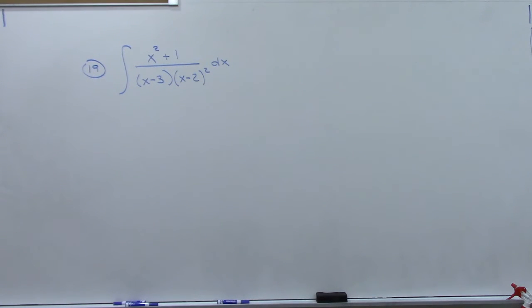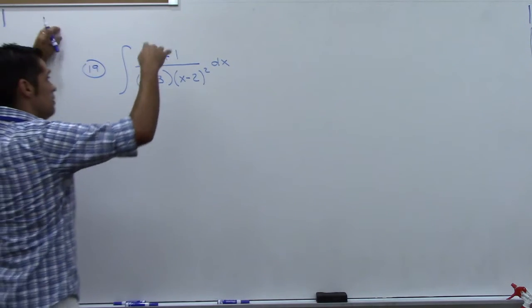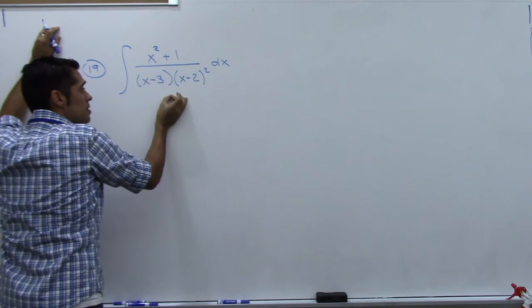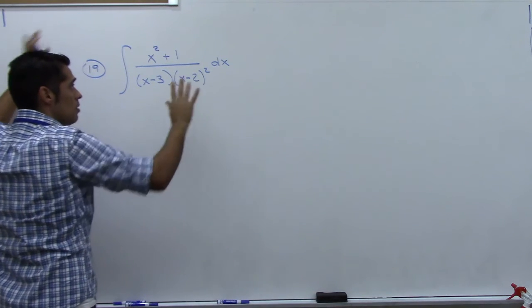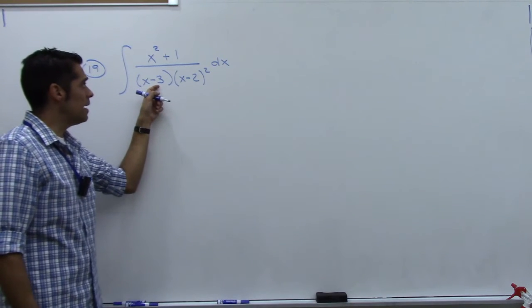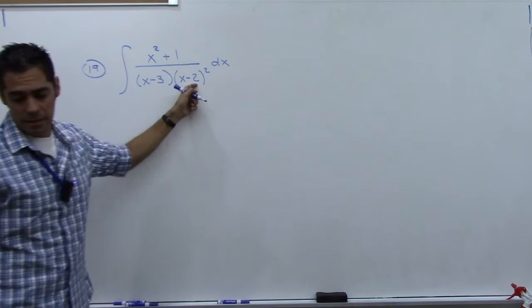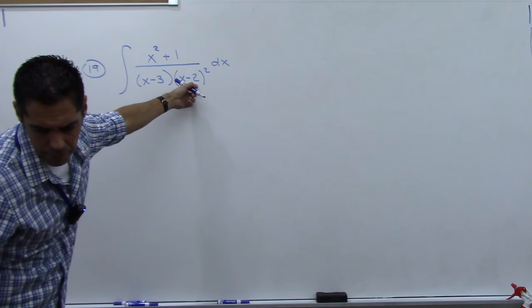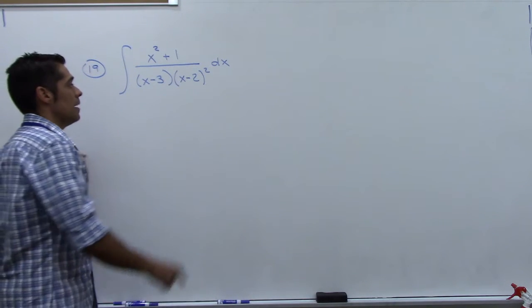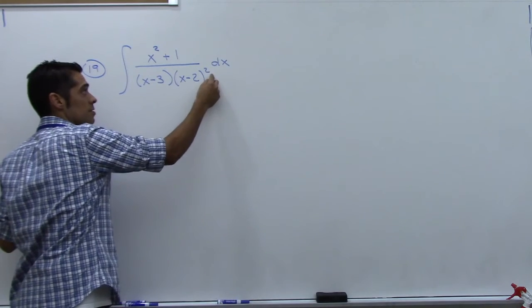All right, so polynomial over polynomial, degree up here is 2. If we multiply those together, the degree would be 3, so no long division is necessary. I have a distinct linear factor. I have a repeated linear factor. Sure, I wrote this down right. Yes, I have a repeated linear factor, so x minus 2 times x minus 2 because it's squared.